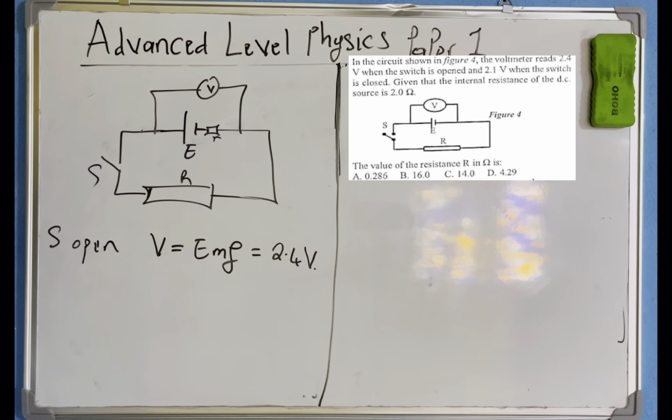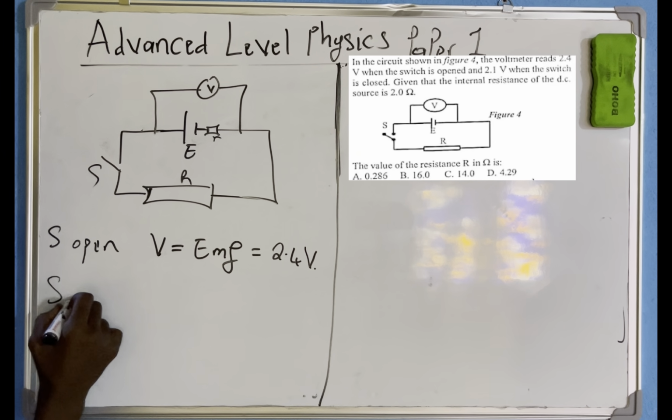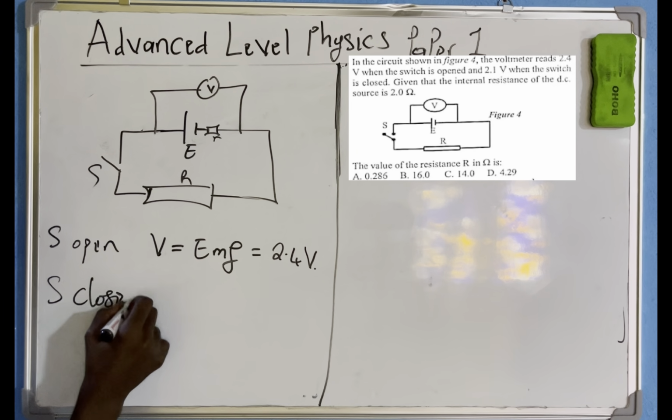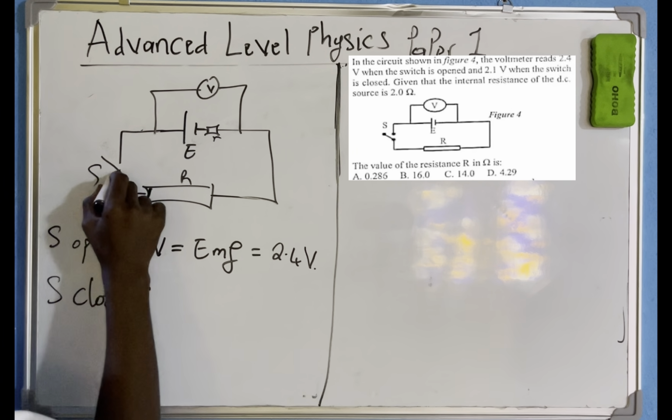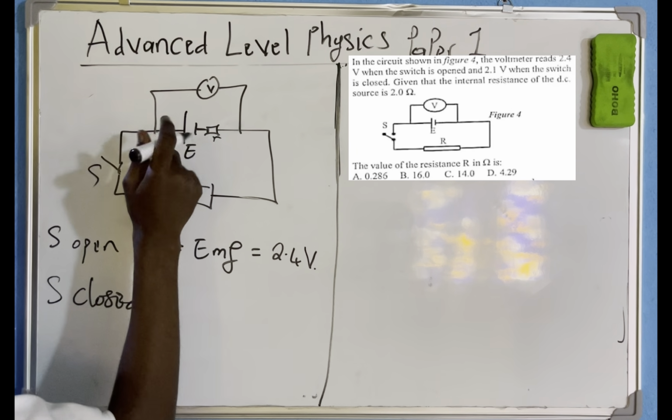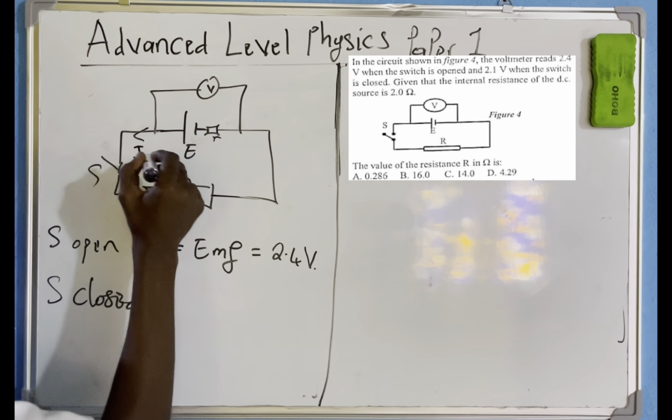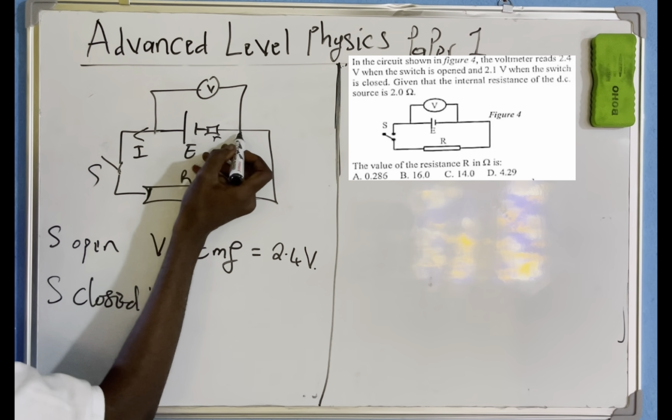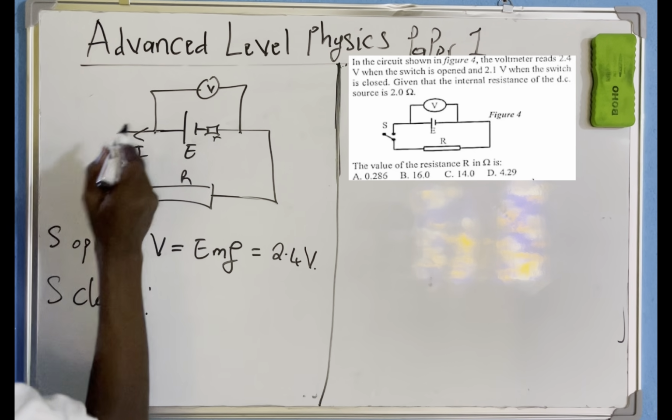It's okay. You're measuring the EMF of the battery. Now, when S is closed, you see that when I close this, R is now part of our circuit. It means that current is now flowing. It means that the voltage that I'm measuring here is no more the EMF.